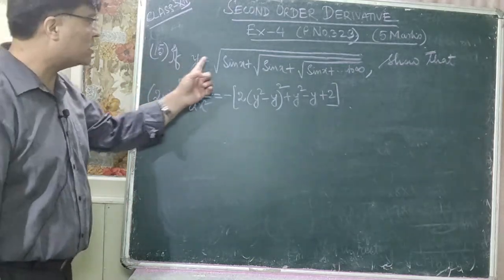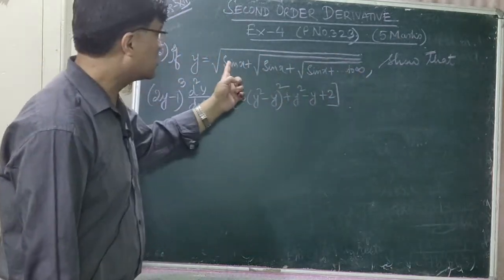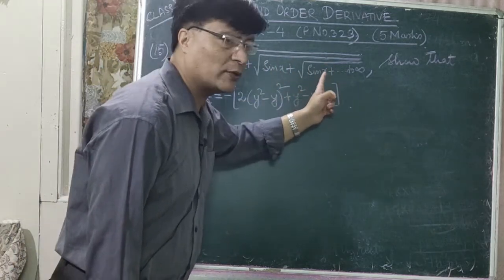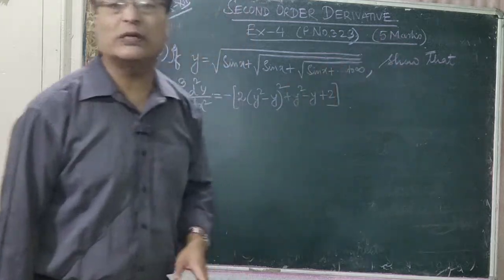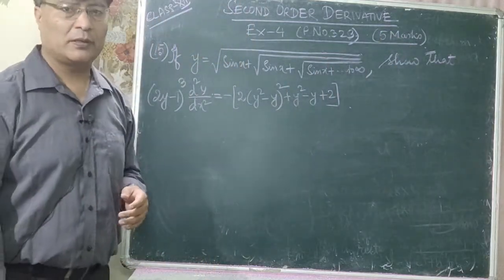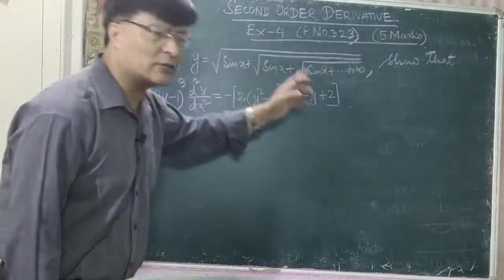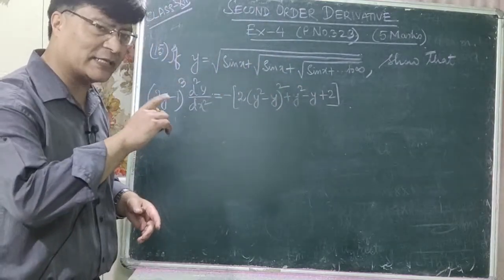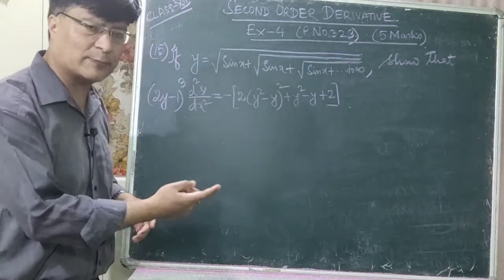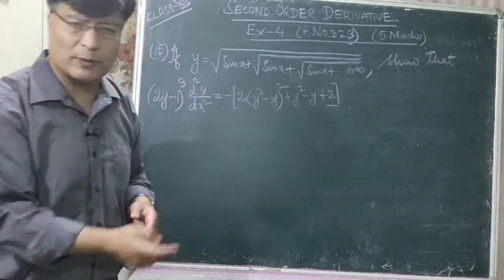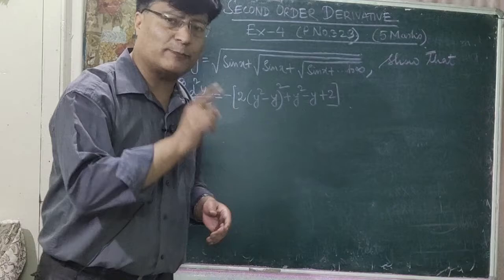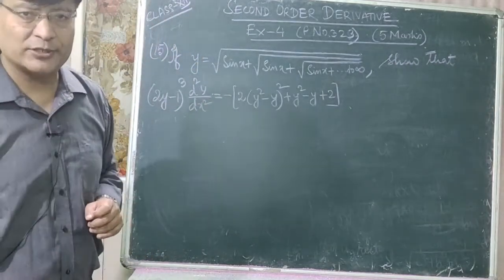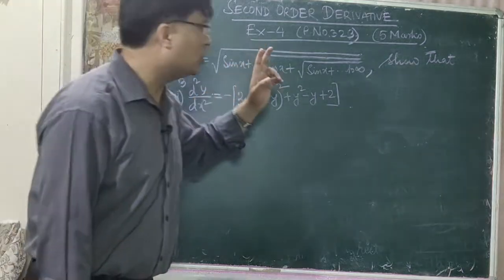So if y is equal to square root of sin x plus square root of sin x plus square root of sin x plus dot dot dot to infinity, what does it mean? It is given that y is equal to square root of sin x plus square root of sin x plus square root of sin x plus again square root of sin x, which goes up to infinity. It never ends. Clear?